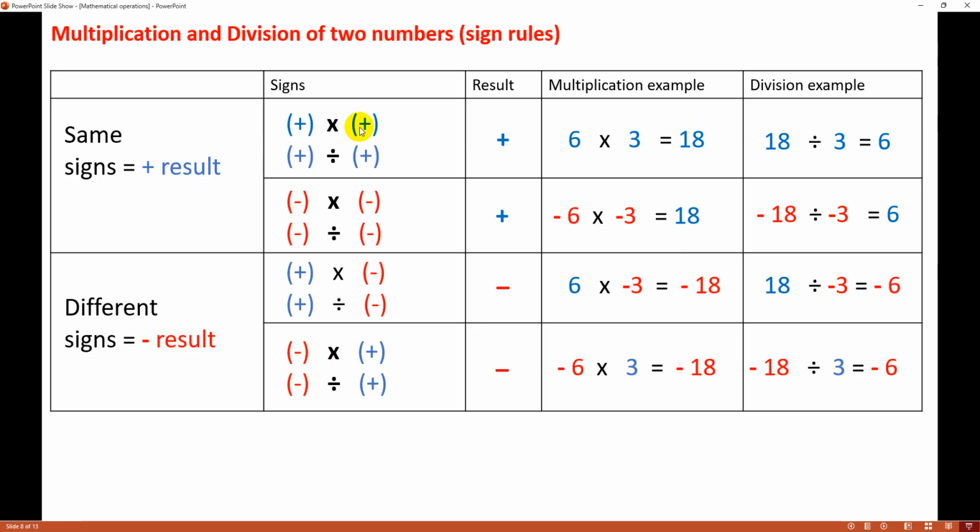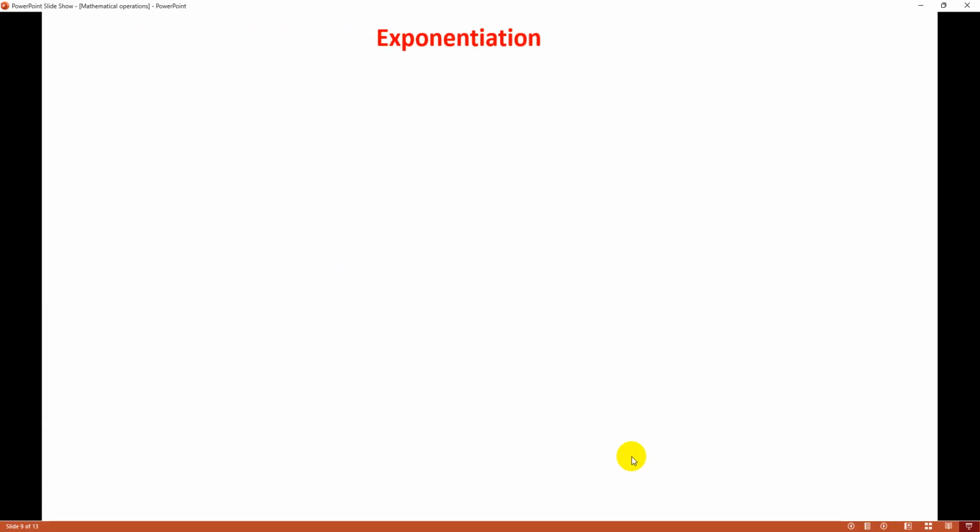So just remember, if the signs are the same, when you multiply or divide, you get a positive result. If the signs are different, when you multiply or divide, the result is negative. That's the rule. Now let's go into exponentiation.